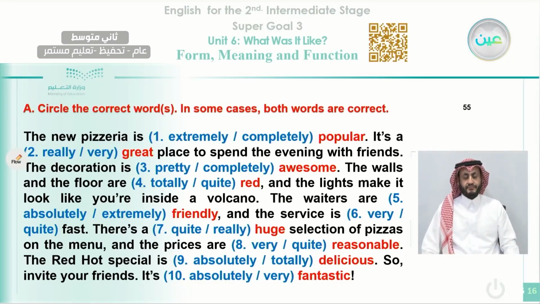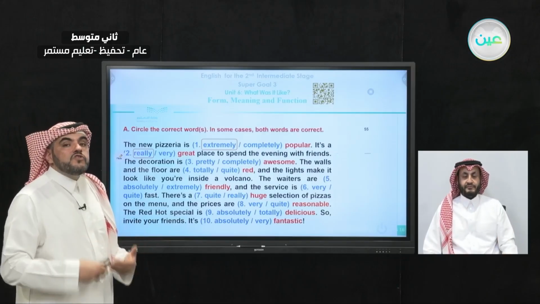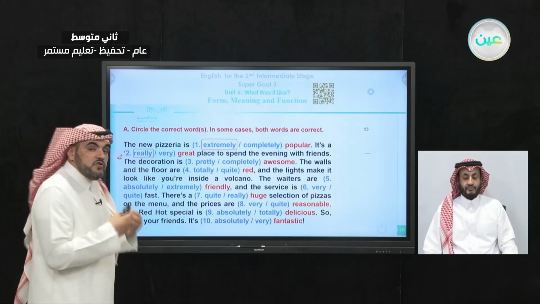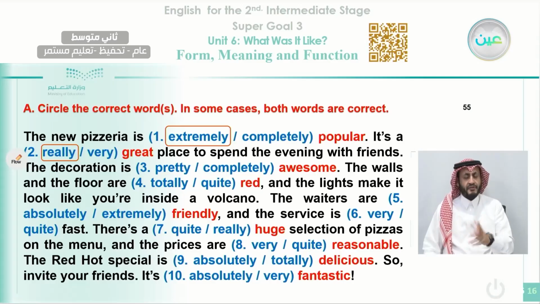The pizzeria is, we can say, extremely or completely popular. We can say extremely, because we are talking about an adjective which is popular. It is really or very great. We can say it is really great. You can see here, great is a strong adjective, which means we cannot use very with strong adjectives. This is very important to notice. Very is only used with weak adjectives. Okay, so let's read it again. It is a really great place to spend the evening with friends.